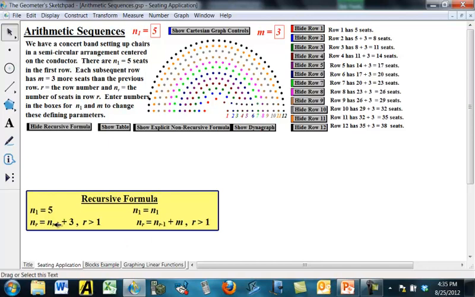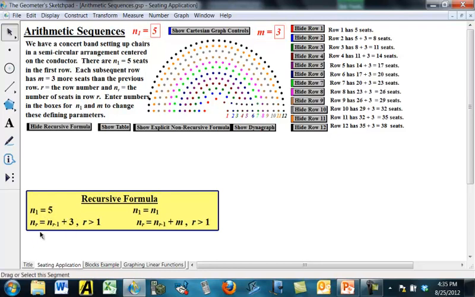So what do we need to do? We take 5 minus 1, which is 4. We want to find the N that goes with row 4. So find N sub 4, which is 14 seats, and then we add 3 to that to get 17. So this is just saying the same thing that we just did here. Add 3 to the previous output to get the next output.